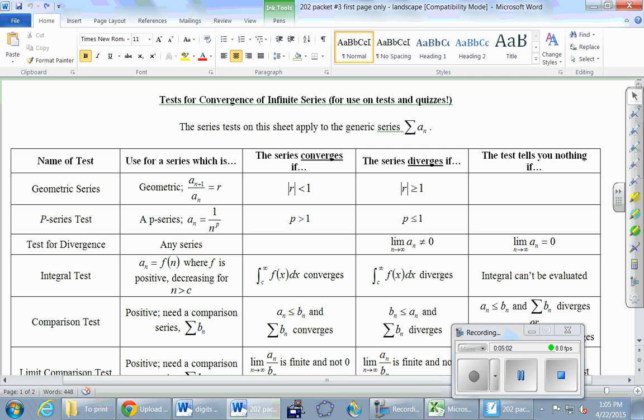We had something called the nth term test for divergence. If the terms themselves did not go to the magical number 0, then the series has no chance of converging. Right?